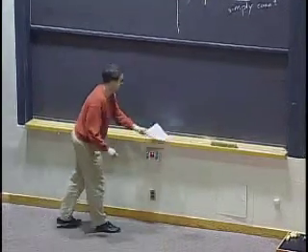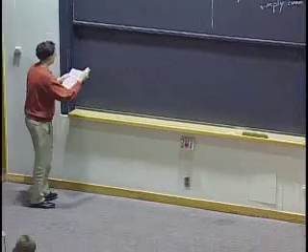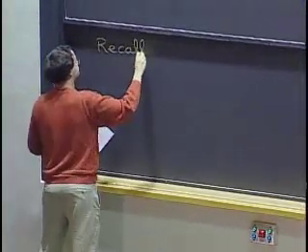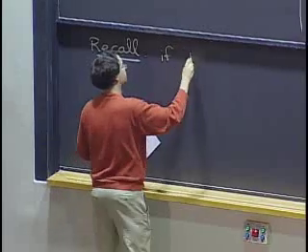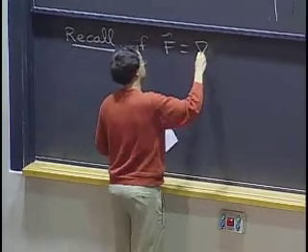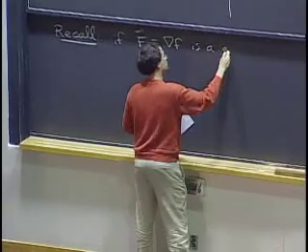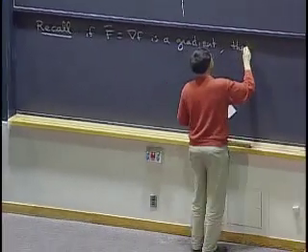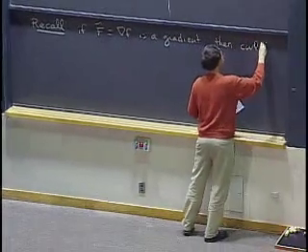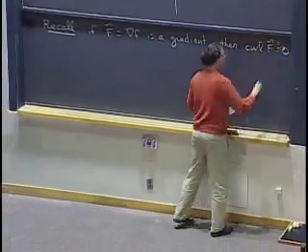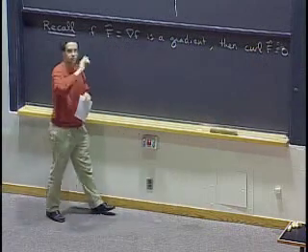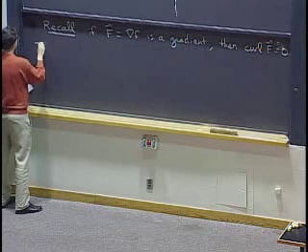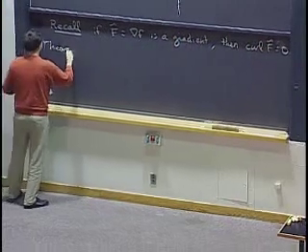So what's the statement I want to make? Recall, we've seen that if f is a gradient field, then its curl is 0. That's just the fact that the mixed second partial derivatives are equal.